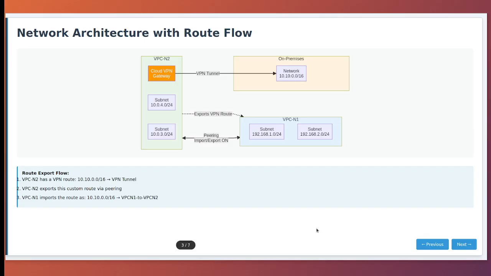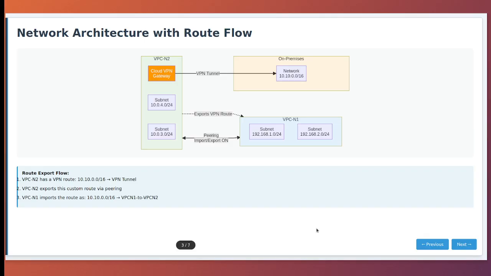VPC N2 has a cloud VPN connection to the on-premises network 10.10.0.0/16. This VPN creates a route in VPC N2's route table where the destination is 10.10.0.0/16 and the next hop is the VPN tunnel.